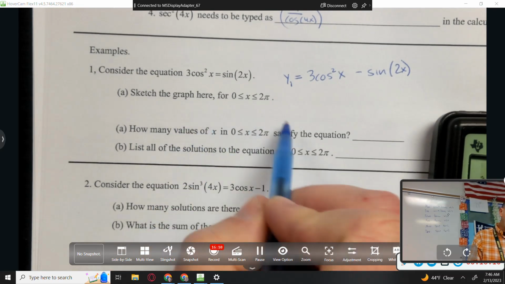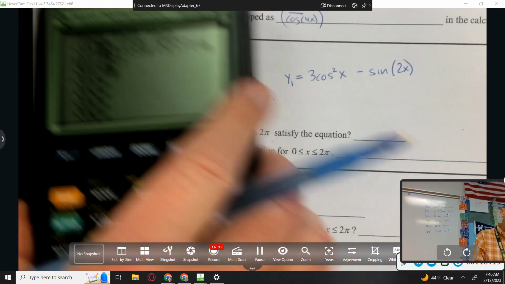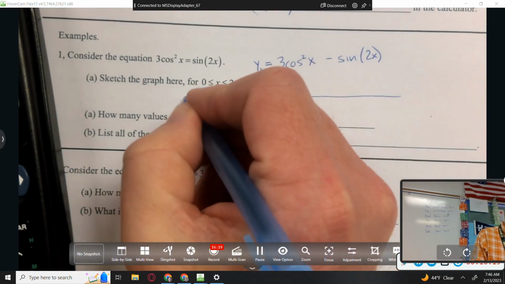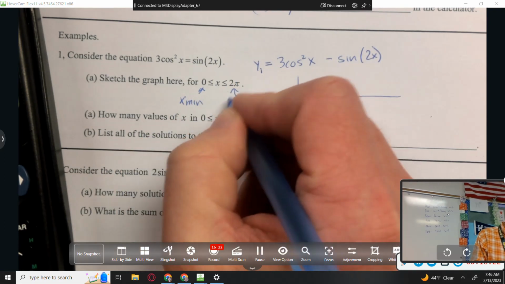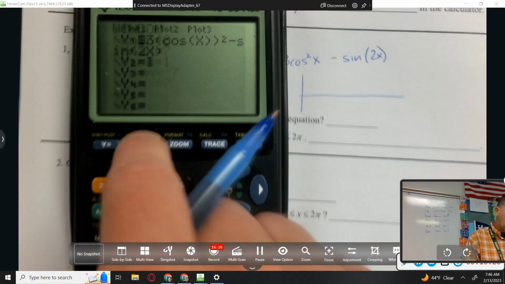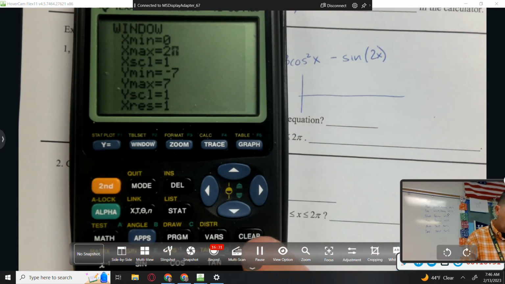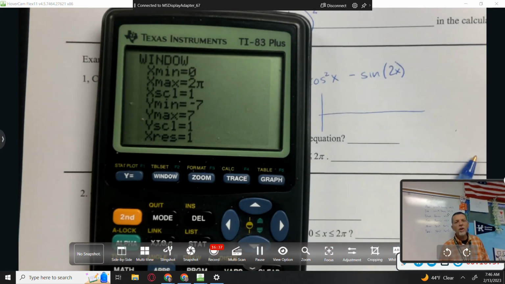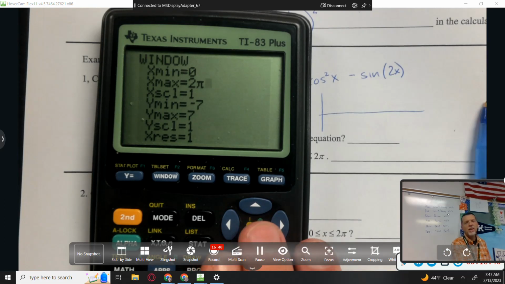It tells me that I want the solutions from 0 to 2 pi, or sketch the graph from 0 to 2 pi. So that's the not so veiled hint as to what x min and x max should be: 0 to 2 pi. So window, 0 to 2 pi. Once you press enter, or scroll off of x max, it doesn't say 2 pi anymore. It says 6.28. But hopefully you remember that pi is 3.14, so 2 pi is 6.28. So it's not wrong, it's just putting a decimal in there.